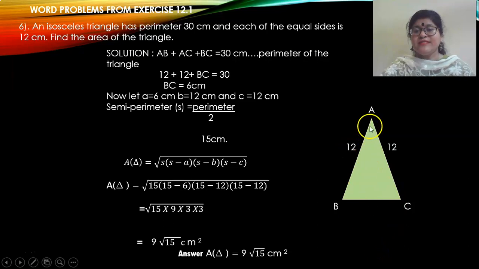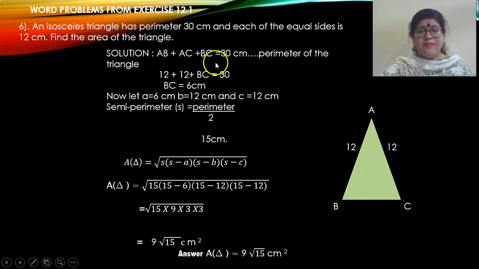Now the two congruent sides are AB and AC, which is 12 centimeter each. You have to find out first side BC because the perimeter of the triangle is given. And after you calculate the length of side BC, you will be using Heron's formula to find out the area of the triangle because the three sides are known to us. So first and foremost, calculate the value of BC.